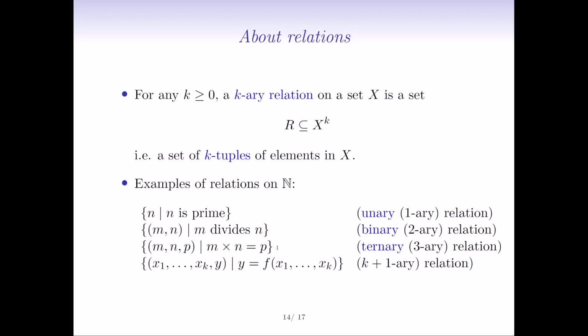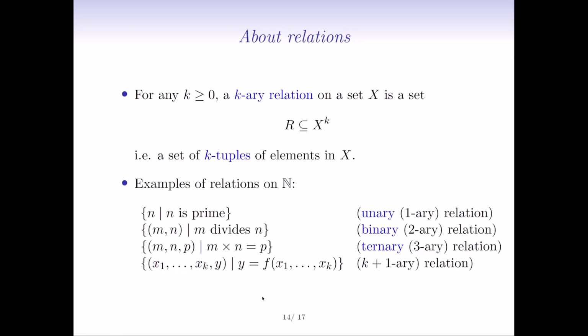And finally, here is a relation of arity k plus 1. The set of all numbers x1 up to xk and y, such that y equals f of x1 up to xk for some function f. So I imagine I have a k-ary function f, and then I can convert that into this k plus 1-ary relation that stores all the arguments of the function together with its result.